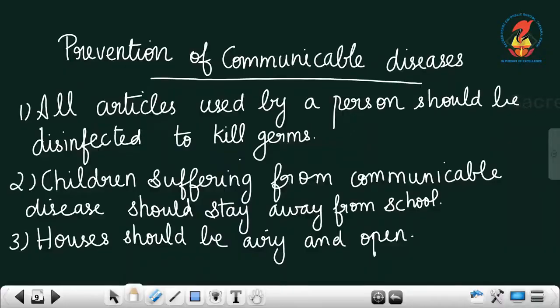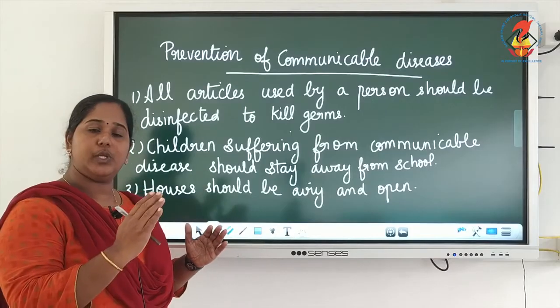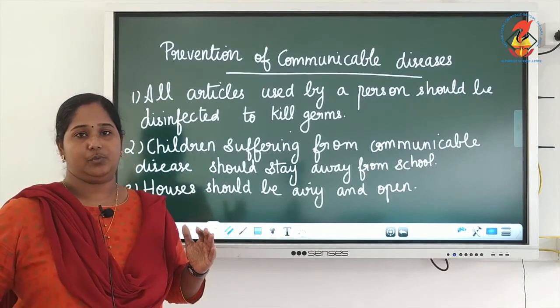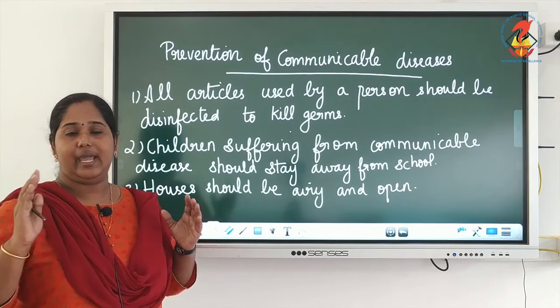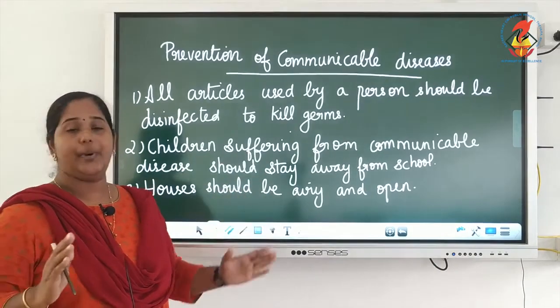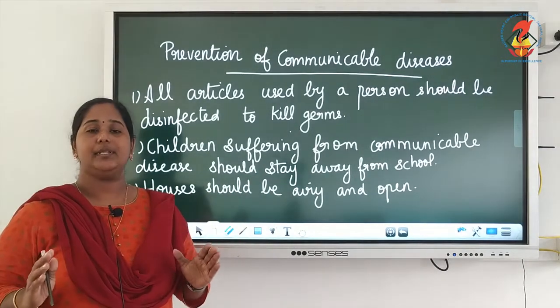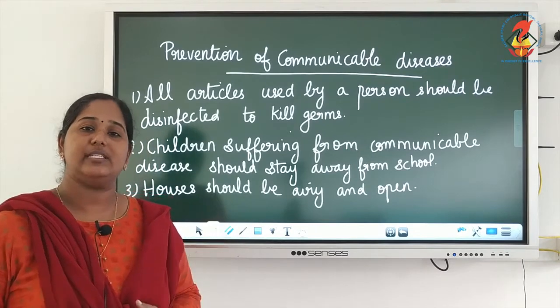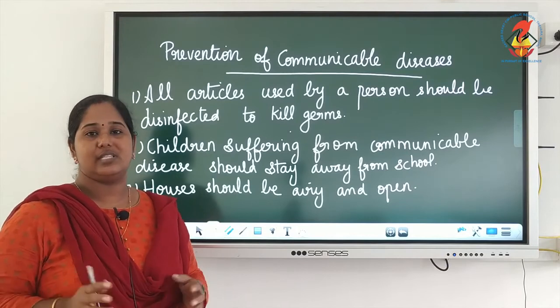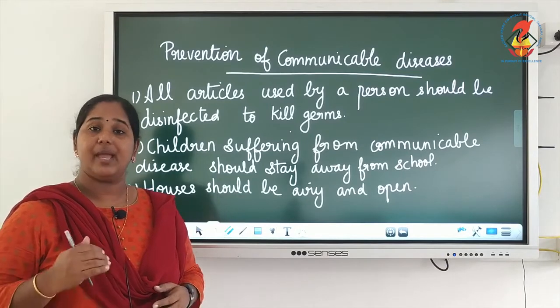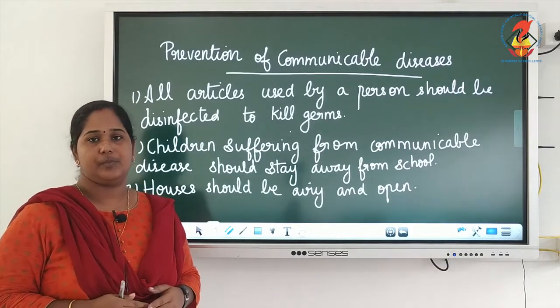The third point is that houses should be kept airy and open. Airy means air circulation. Air should get into the room and go out of the room. Air passage should be there in the room. Keeping the room open is also for the sunlight to enter. Sunlight and air are natural disinfectants. They have the ability to kill the germs.